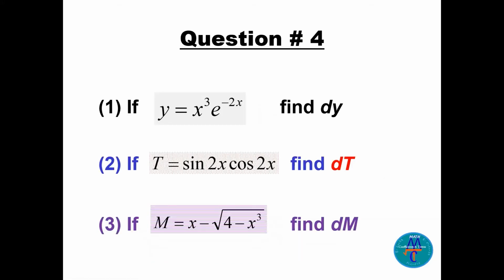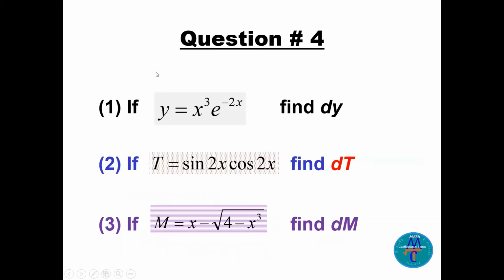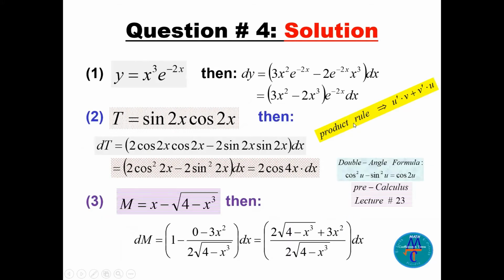Question number 4, we have three functions, y of x, t of x, m of x. Three functions, we need dy, the differential, dt, and dm. So that's easy. The first one is a product, x cubed times e to the power minus 2x. This is the product rule, just to remind you, u prime v plus v prime u. So you know how to do that.